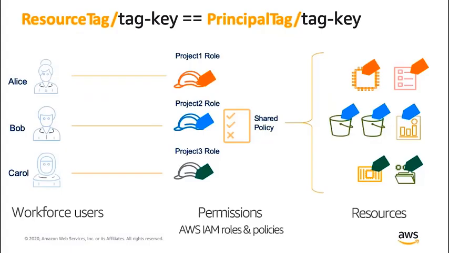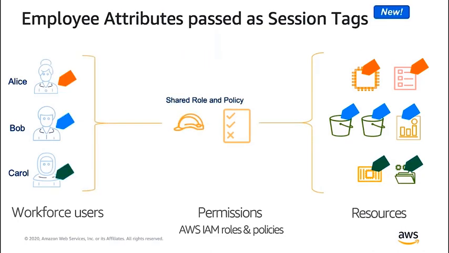Okay. As you recall in the previous slide, we had a tagged role per project. I'm just showing it again for continuity. And the session tag allows us to simplify the model. So a single role and policy can be used for more than one project. The tags are assigned to the session when it's created, and the value of the tags is controlled entirely in the corporate directory. Okay, so what do we need to do to enable this?